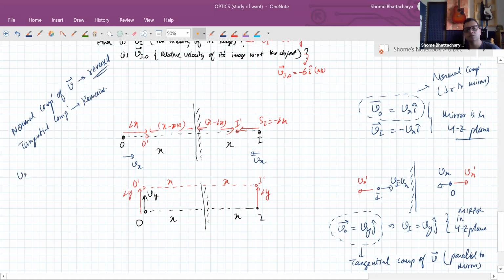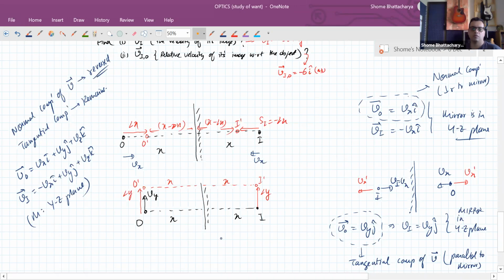So in fact, if the velocity of the object was vx i cap plus vy j cap plus even a z component which is coming out of the plane, the velocity of the image would have become minus vx i cap plus vy j cap plus vz k cap, provided of course the mirror is in the yz plane. So the velocity of the image with respect to the object will become minus 2vx i cap. So this is like the general formula.